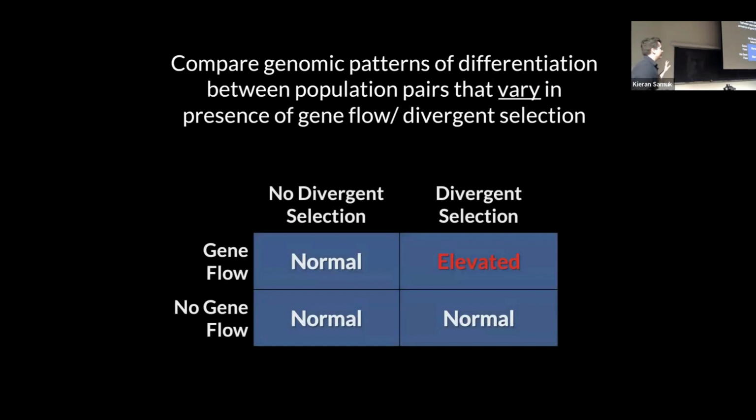I know we as biologists love 2x2 tables, and I'm no exception. So if we imagine where we expect to see this pattern, it's the coincidence of divergent selection and gene flow that is really where we're expecting to see it. We're expecting to see some other baseline pattern elsewhere. So both of those things need to be present for this theory to hold.